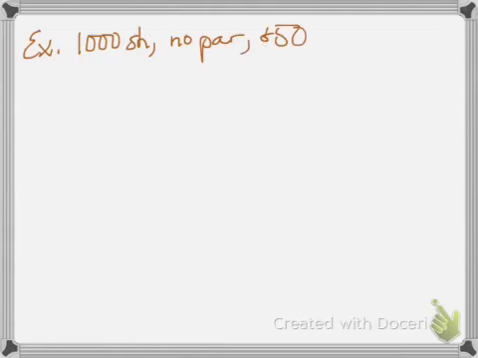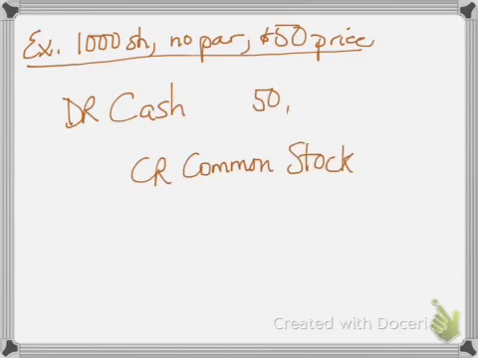Let's look at a different example. What if the 1,000 shares had no par or stated value, and it was still the $50 price? What would the journal entry look like for this transaction? Well, we would debit cash for the $50,000, same thing, 1,000 shares times the $50 price, and then we would simply credit common stock for $50,000.